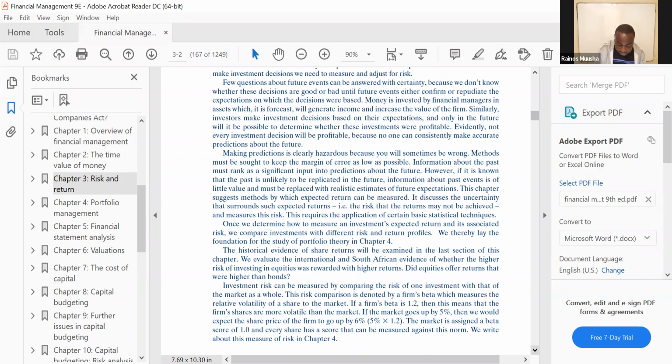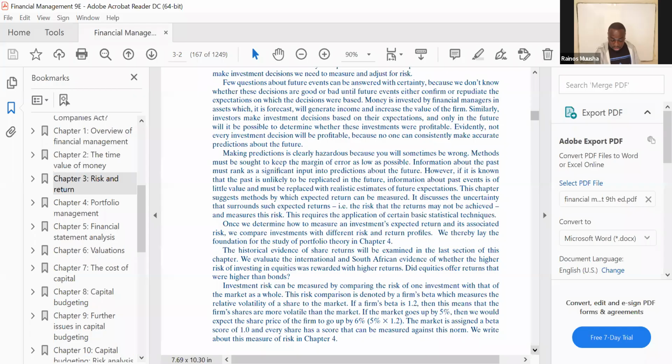It discusses the uncertainty that surrounds the expected returns, that is the risk that the returns may not be achieved, and measures this risk. So this requires an application of certain basic statistical techniques. And on the next paragraph, they say, once we determine how to measure an investment's expected return and its associated risk, we compare investments with different risk and return profiles. So we thereby lay the foundation for the study of portfolio theory in chapter 4.